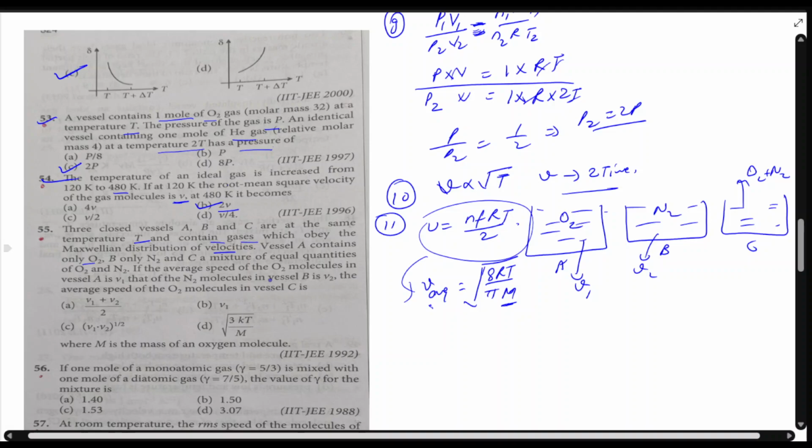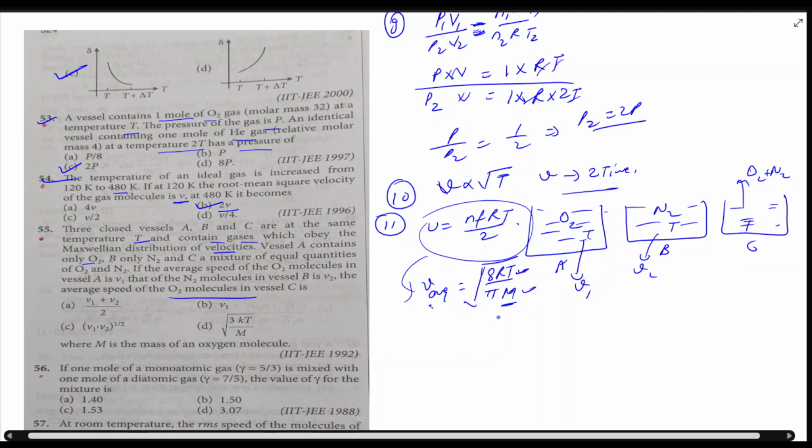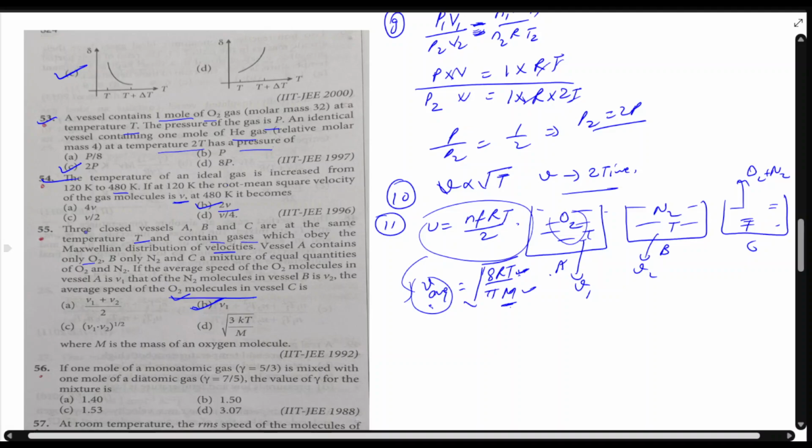So the average speed of O2 molecules in vessel C. So look, the temperature in all three is T, right? Even though we have O2 and N2, the velocity depends only on the temperature and the molecular mass. And if we are talking about O2 molecules, the M of the O2 molecule will be the same as in A, because in A there was O2. So the velocity and the temperature in all three are the same. So simply the average velocity in container C is V1, which is the velocity of O2. It's quite an easy question, right?